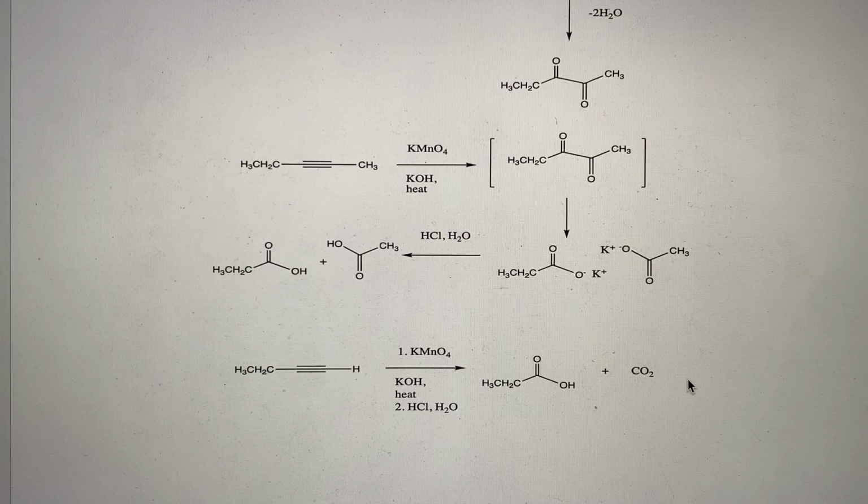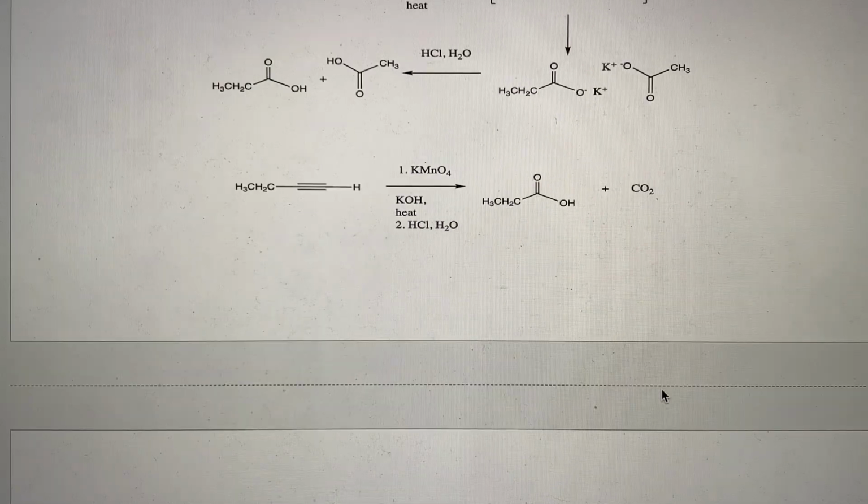All right. Now, if we combine those 2 together, it's going to be step 1. You see, that's step 1. You cannot do step 2 and 1 together. You have to do step 1 first, and then you do step 2, and then you get your 2 acids. But because this one is terminal, it becomes carbon dioxide. Okay.